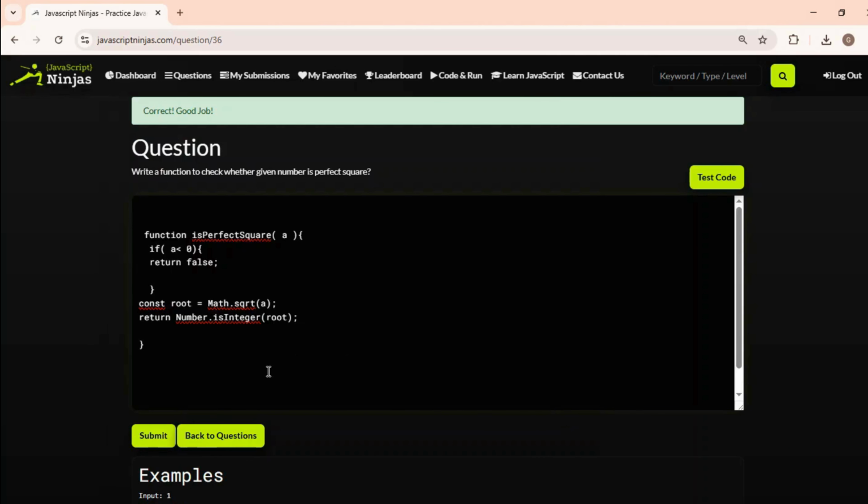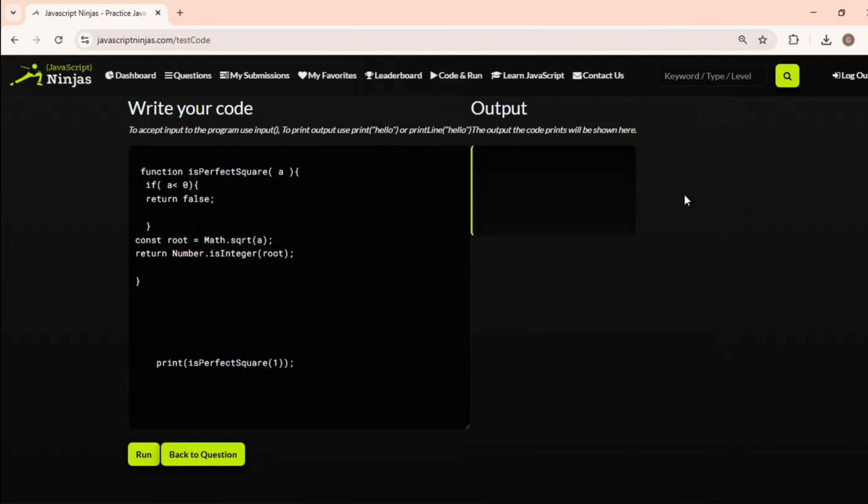Now, let's go and run our code with a few examples to test it out. Let's start with 4, it should return true, because 4 is 2 times 2. Next, 9, that's also true, since 9 is 3 times 3. Now let's try 5, this one should return false, because no whole number squared equals 5. And finally, 1, that's true, because 1 times 1 equals 1.